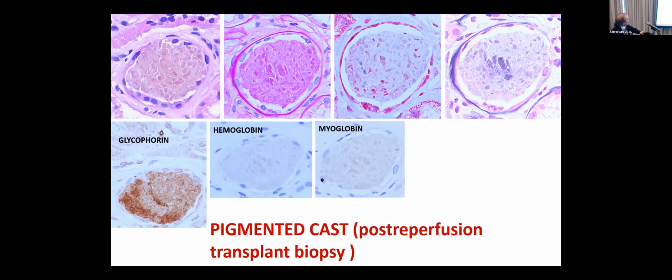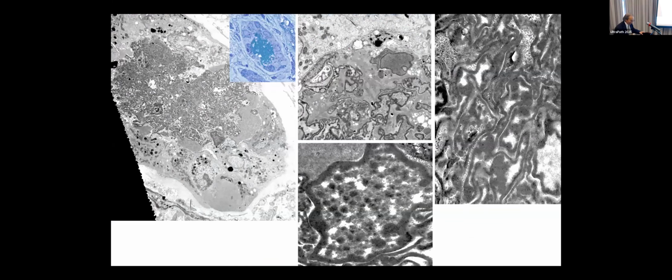On immunohistochemical stain, these casts stain strongly for glycophorin. They are negative for hemoglobin. They are negative for myoglobin, and that is what it looked like. And that is seen in the case of a post-transplant biopsy. So we see them all the time, and I asked myself how the cast looks by electron microscopy. So that's what we could find.